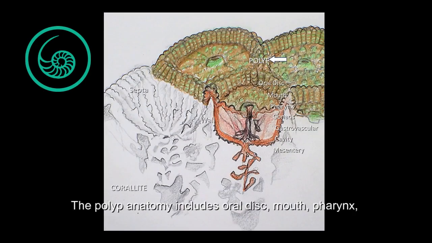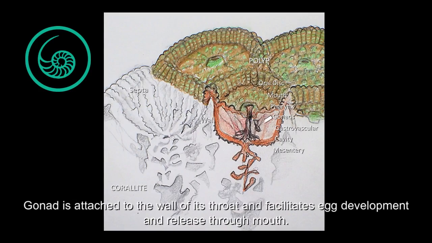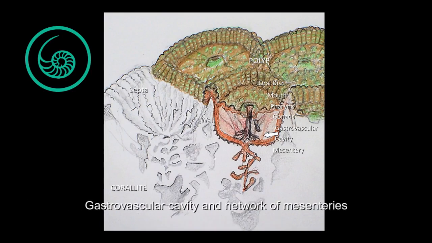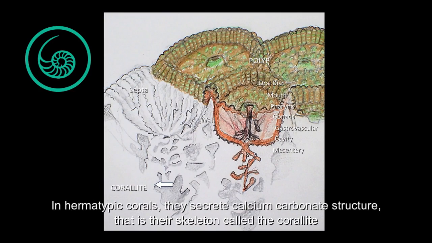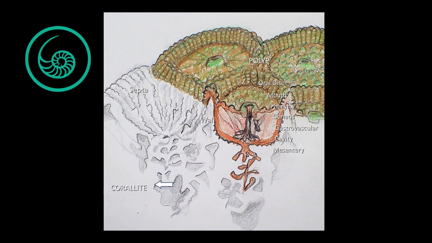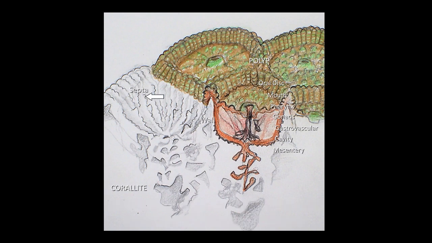The polyp anatomy includes oral disc, mouth, pharynx, gonads attached to the wall of its throat, which facilitate egg development and release through the mouth, gastrovascular cavity, and network of mesentery. In hermatypic corals, they secrete calcium carbonate that is their skeletal structure called the corallite. The corallite consists of a cup-shaped wall that contains the polyp and a series of ribs called septa.